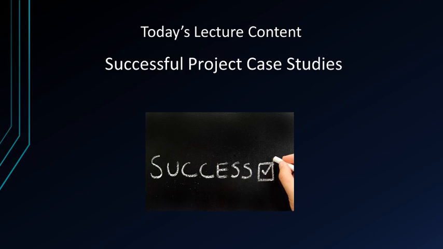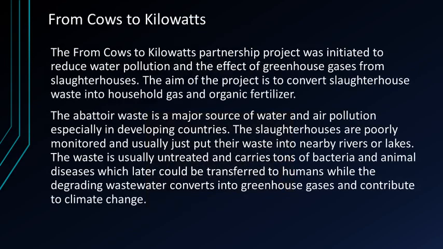So, our first case study today is From Cows to Kilowatts. Now, a bit of background on the project. The From Cows to Kilowatts partnership project was initiated to reduce water pollution and the effect of greenhouse gases from slaughterhouses. The aim of the project was to convert slaughterhouse waste into household gas and organic fertiliser.